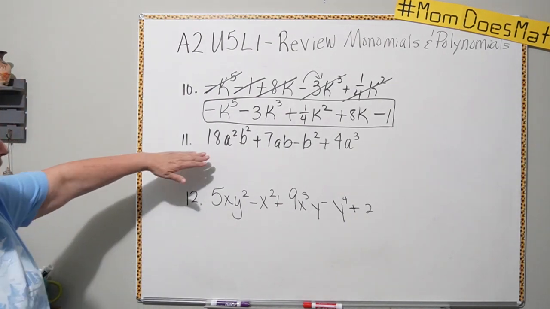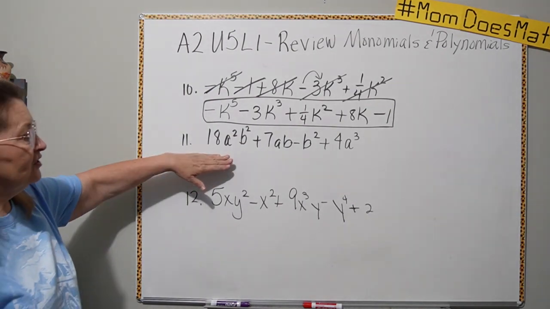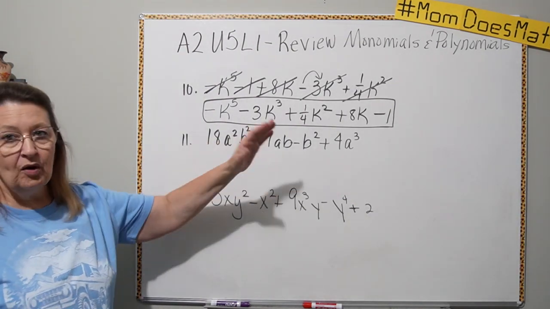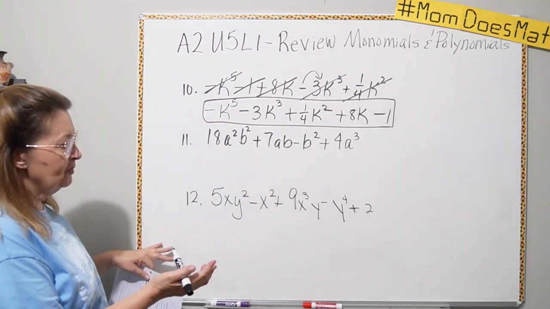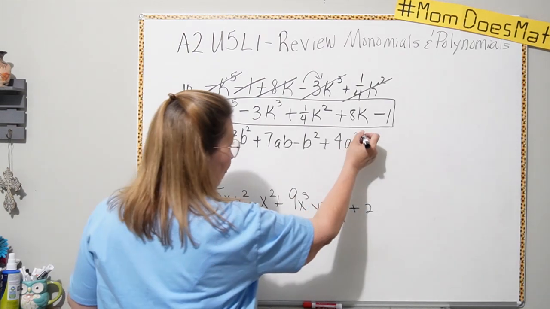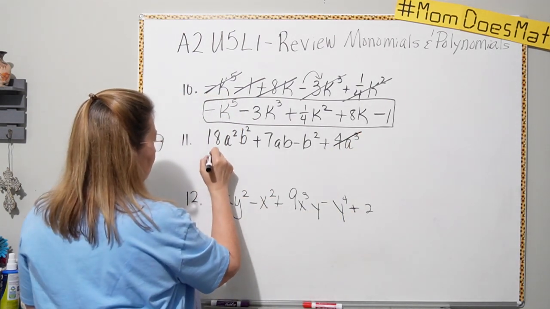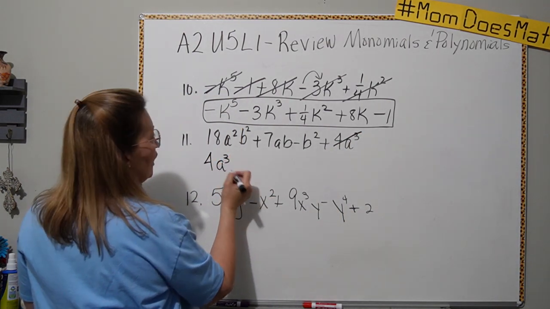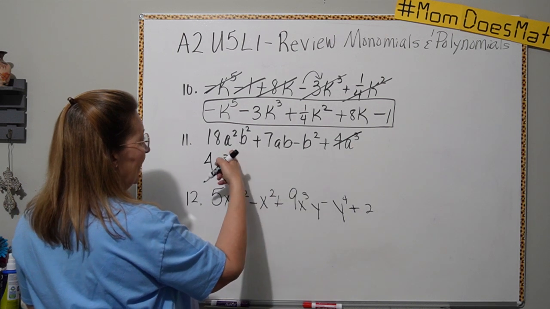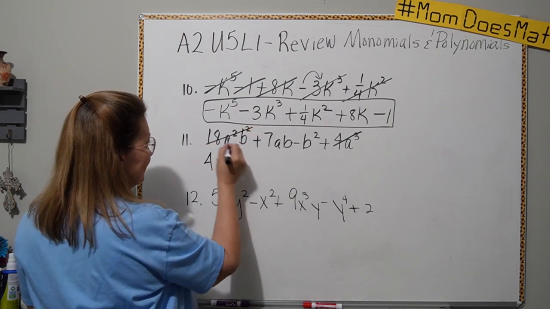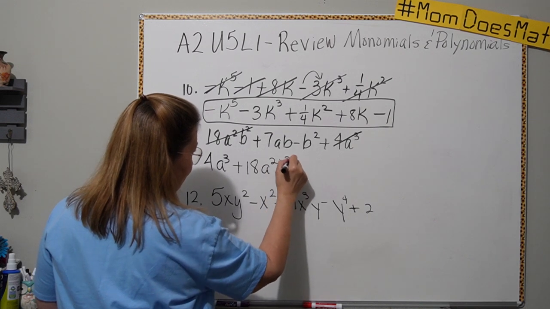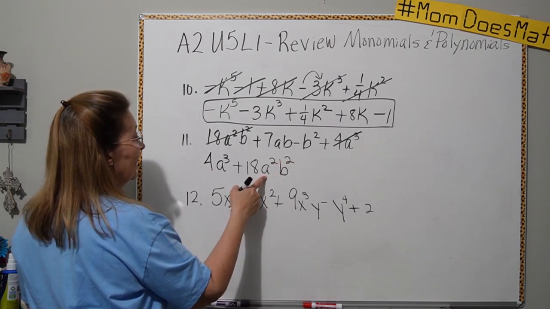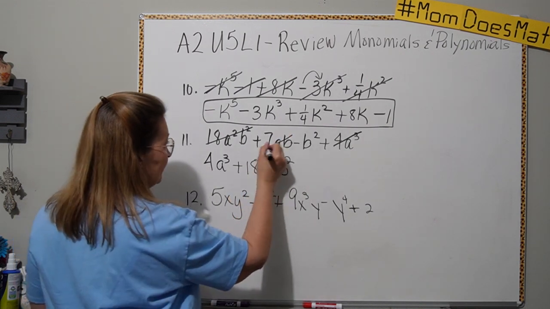All right, now let's come down to number 11. This one has a's and b's, so I'm going to start with my a. Find the a. Now find the largest exponent of a that you have. I've got 4a to the 3rd here, so I'm going to do that first. All right, my next exponent of a is this one right here, 18 a to the 2nd b to the 2nd. Now remember, I'm focused on the a's, so next is this 7ab.